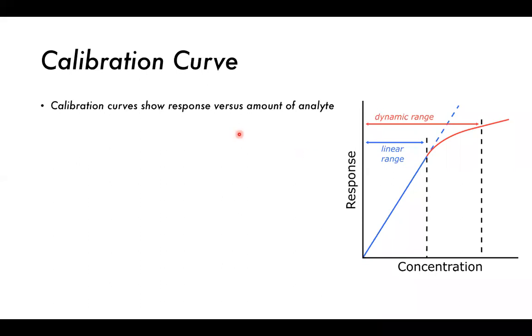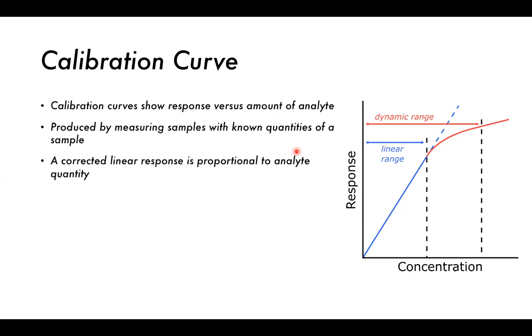So calibration curves, as I've said, show response versus the amount of analyte and are produced by measuring samples with known quantities of a sample. So this means, like in the previous example, we made solutions with 1 ppm, 2 ppm, 3 ppm, 4 ppm, and so on. That's parts per million. We learned about that in a previous part of this course.